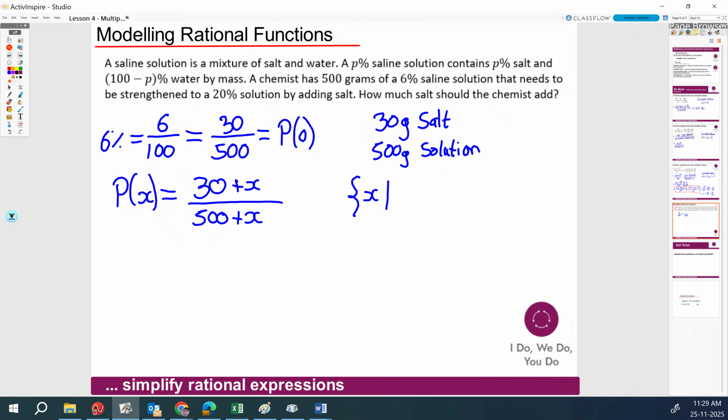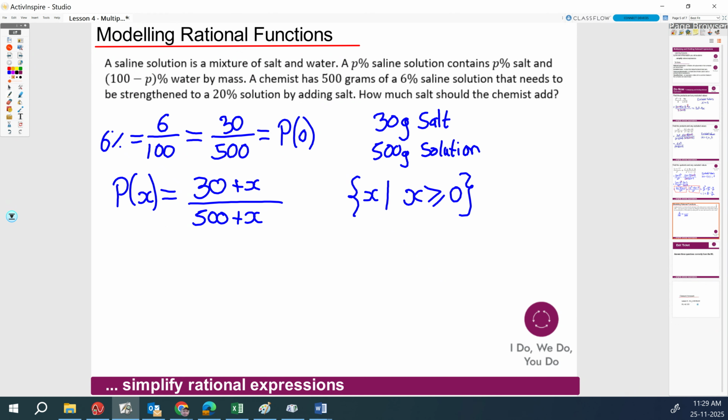Zero. With modeling questions, you have to interpret from context sometimes. Don't just look and think, okay, x cannot be negative 500. It has to make sense. So x has to be greater than or equal to 0. Think about the 0 threshold as well. Can you add no amount of salt? Yes, we can add no amount. Can we add an infinite amount of salt? Well, probably not, but in theory.